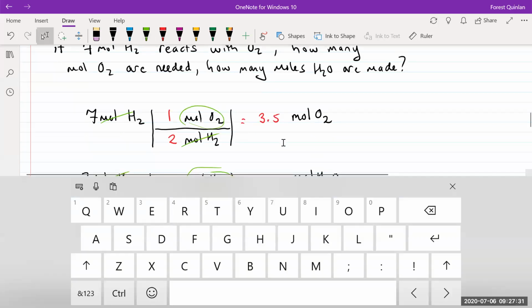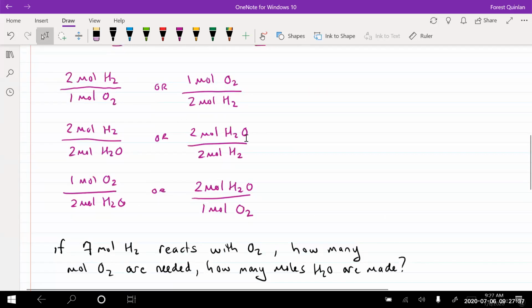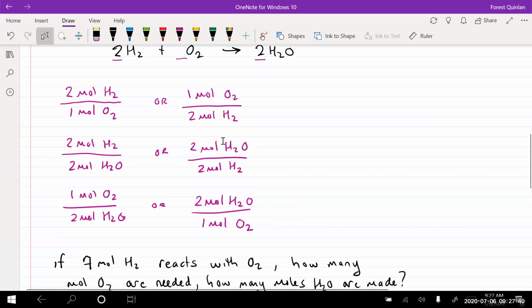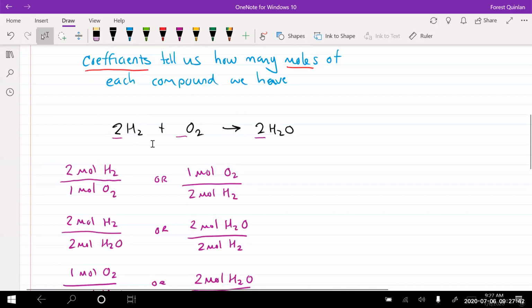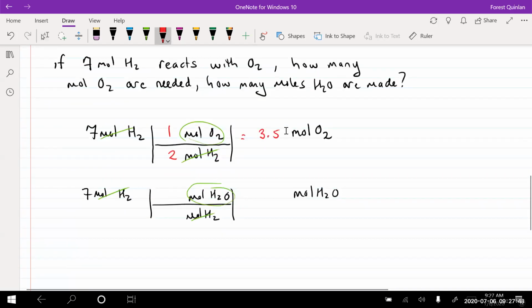Obvious answer is obvious, but let's go ahead and look at it. We have a ratio up here with 2 moles of hydrogen on the bottom and 2 moles of water on top, or we can look up at the equation and say 2 moles of hydrogen on the left and 2 moles of water on the right. So let's put in the 2 and 2. And we'll get 7 moles of water.